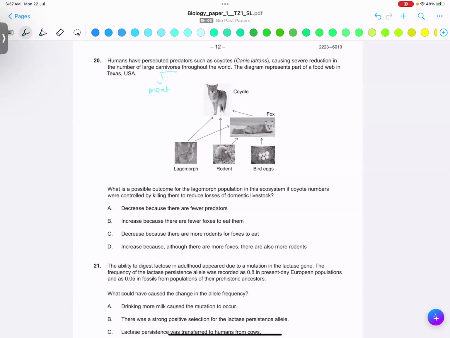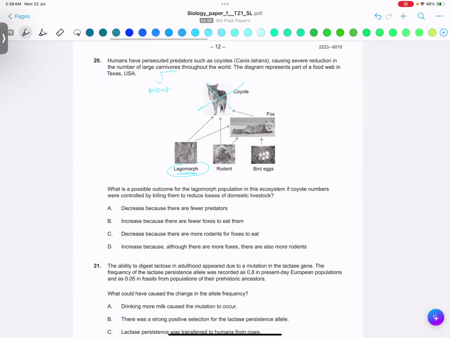So this is a food web. What is the possible outcome for the lagomorph population in the ecosystem if coyote numbers were controlled by killing them to reduce losses of domestic livestock? Okay, so here what they're telling us is what would happen to this population if the coyotes were killed. So here we'd have no coyote.